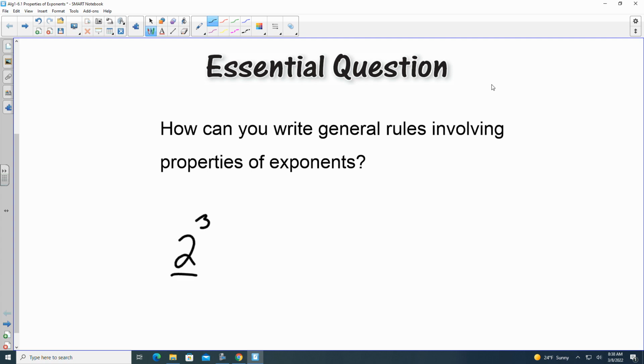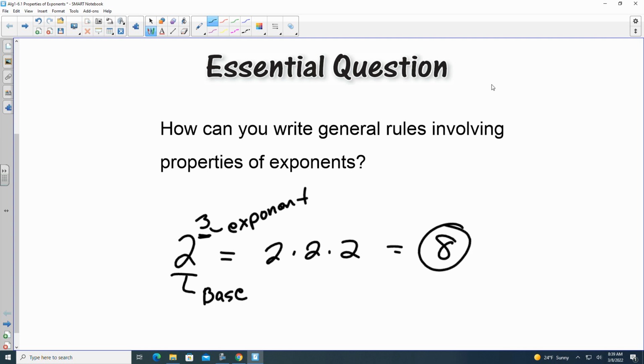The 2, which could be a number or a variable, is called the base of our exponent form. The exponent itself is the number on the top right of the base. What this means is whatever the base is, you are going to be multiplying that value that many times. So 2 to the third power is the same thing as 2 times 2 times 2, which you evaluate to get an answer of 8.